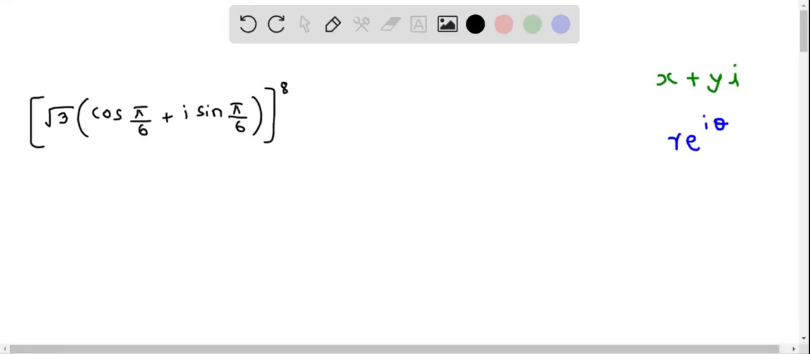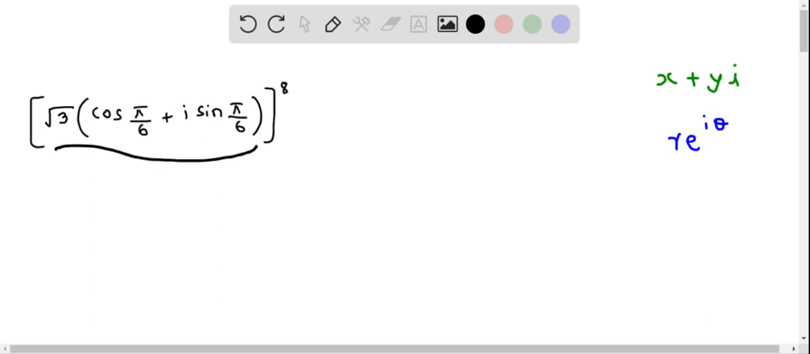We now determine the rectangular form and exponential form of this power of this complex number. That is, we are given this complex number in polar form, which is root 3 times cosine of pi by 6 plus i sine pi by 6, and this is raised to the power of 8.